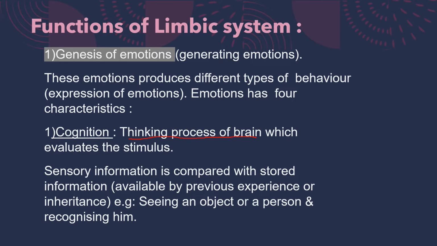Sensory information is compared with the stored information available from previous experience or inheritance. For example, seeing an object or a person and recognizing him. Already we have seen that person once or twice, and now after seeing, the sensory information is compared with the stored information so that we can recognize that person. So this is the cognition part of the emotion.